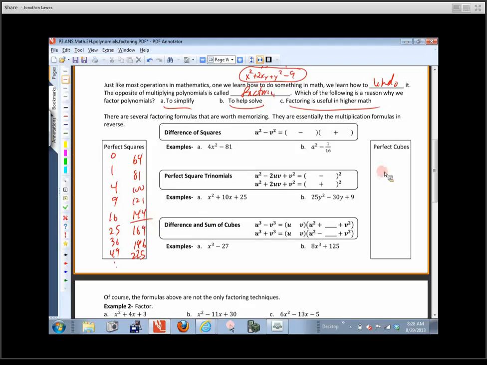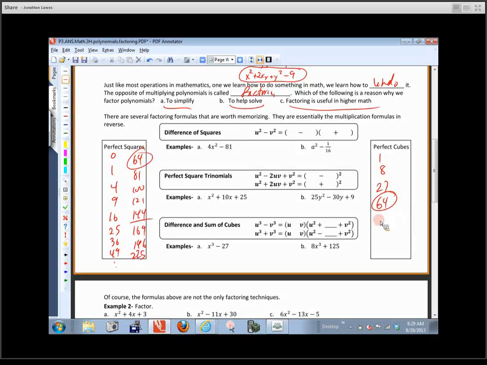Okay, and as far as perfect cubes go, 1 is a perfect cube. 8. 8 is the next perfect cube. Think 2 cubed. 3 cubed is 27. Hop's got it. 4 cubed? 64. 64 is kind of interesting because you'll notice it's in both lists. It's a perfect square of 8 and it's a perfect cube of 4.